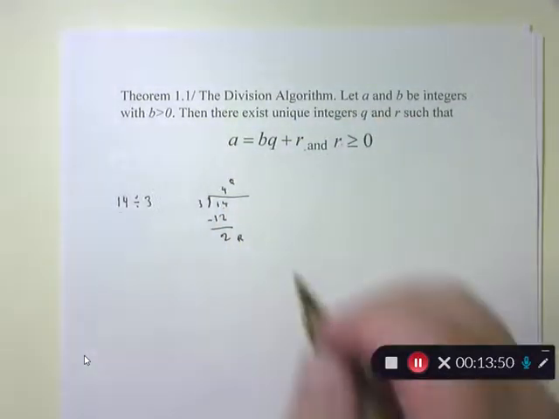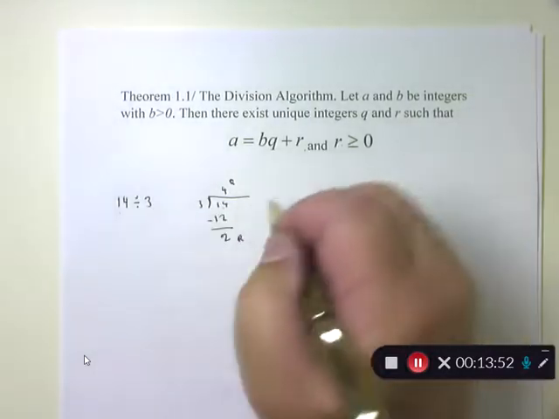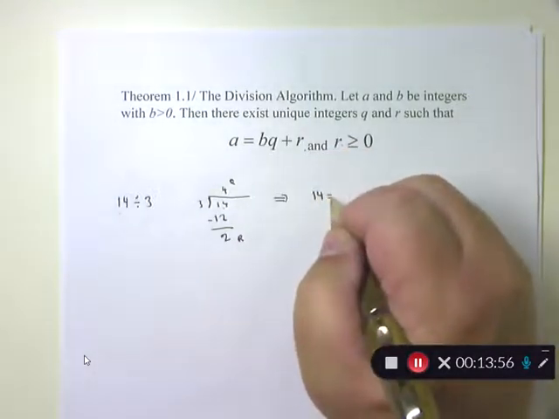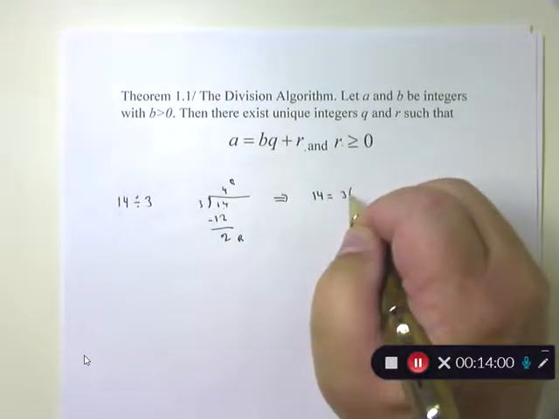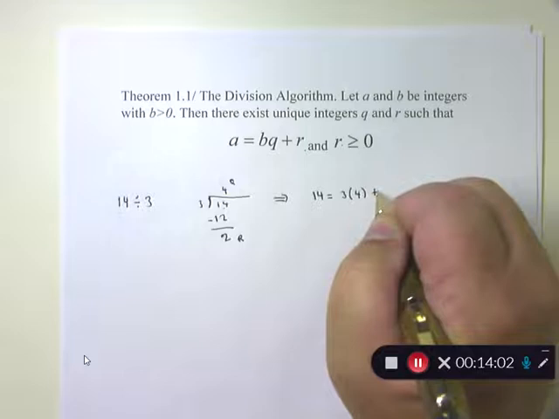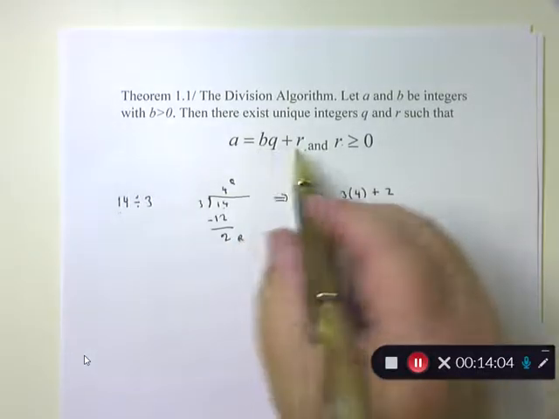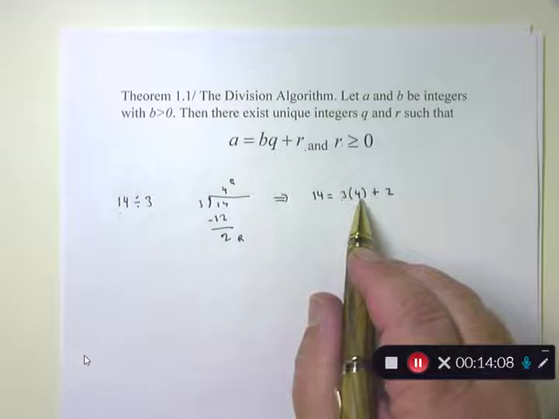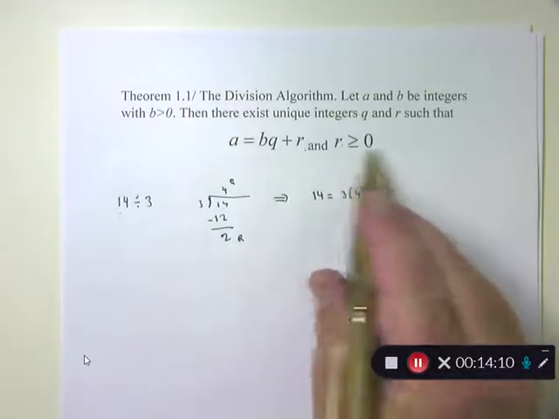So I would write this answer, 14 divided by 3, in terms of the division algorithm. It is 14 is equal to the divisor, which is 3, times a quotient, which is 4, plus the remainder, which is 2. Just putting in that format. 3 is my divisor, 4 is my quotient, plus the remainder 2. 2 is greater than or equal to 0.